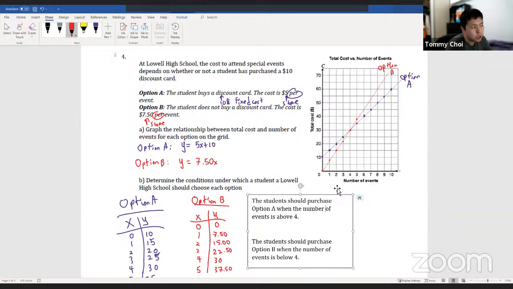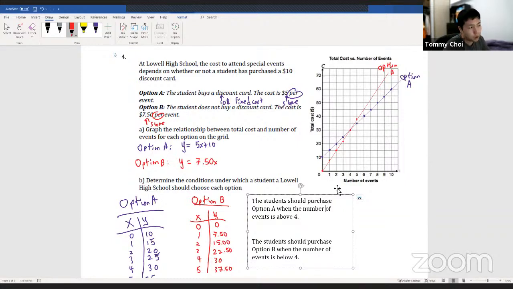So when it asks you when should the student choose the option, you're looking for the cheaper option. And so when it asks us option A, when is it better? We look at when option A's line is lower, and it's lower than option B after 4 events. So if the student attends more than 4 events, option A is better. Option B, however, is better when they choose to go to less than 4 events because the line is below the other option, right? So this is the understanding and explanation you want to give for this word problem.